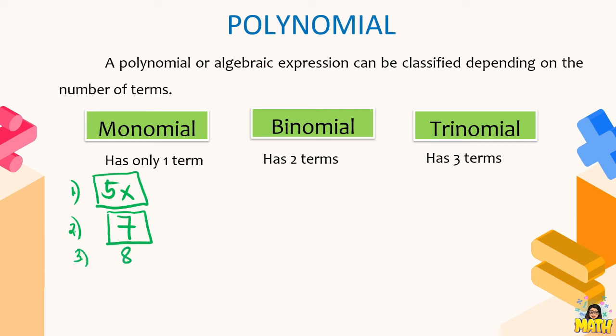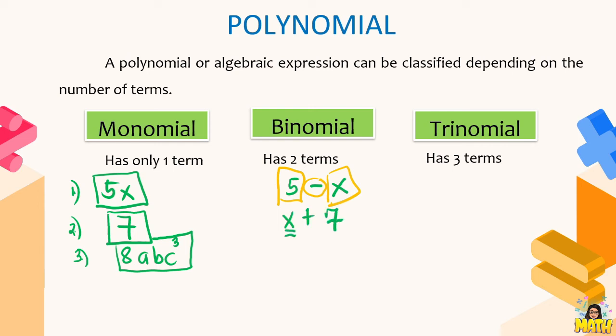Another example, 8abc cubed. This one is still monomial because we only have one term. And we do not see a plus and minus sign. Next, let's have binomial. 5 minus x. We have 2 terms, 5 and x, separated by minus sign. Another one, we can have x plus 7. Still, we have 2 terms, x and 7.